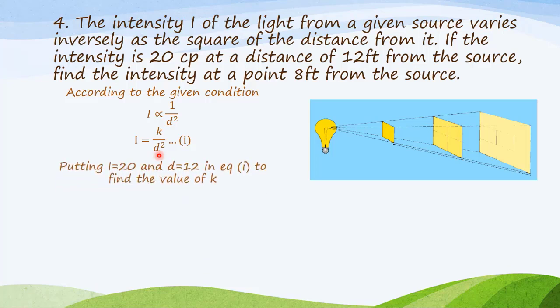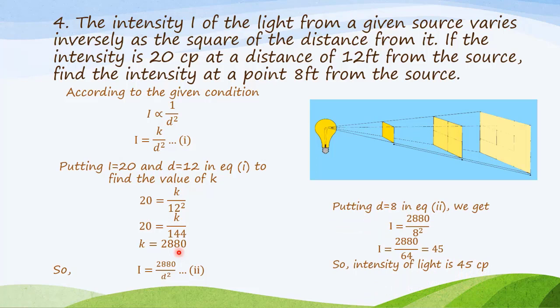Putting intensity of light equal to 20 and the distance equal to 12 in equation 1, to find the value of K, we get 20 is equal to K over 12 square. On solving, we get 20 is equal to K over 144. Solving it for the value of K, we get K is equal to 2880. Putting this value of K in equation 1, we get a new relation: intensity of light is equal to 2880 over distance square. We call this equation 2.